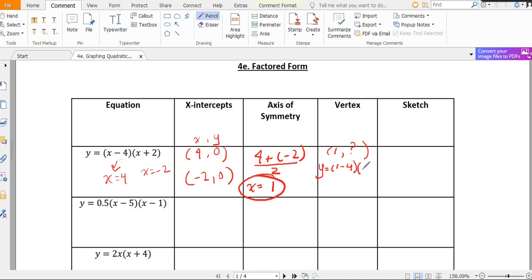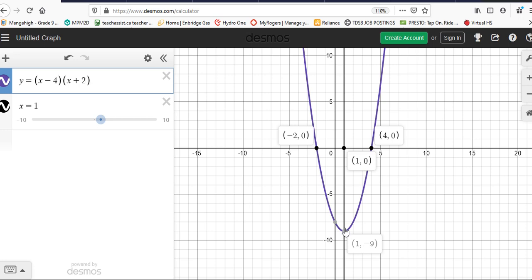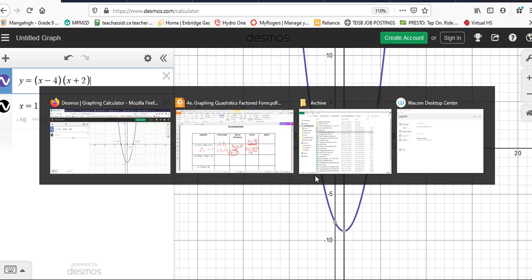Okay? And instead of x plus 2, I have 1 plus 2. So what does this give me? This gives me negative 3 times 1 plus 2 is 3. Negative 3 times 3 is 9. Oh, I lied. Negative 9. So what is my vertex? It is (1, negative 9). And Desmos says I'm correct. (1, negative 9). Perfect. Okay.